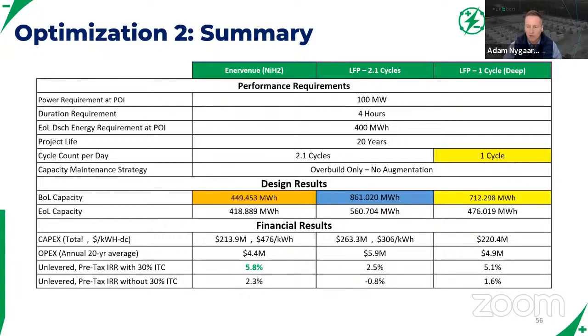And really it should be compared to the 5.1, because in this case the utility doesn't really need more than 1 cycle, but that's probably not going to have much of an impact on Intervenue because it degrades so little even doing 2 cycles per day, right?